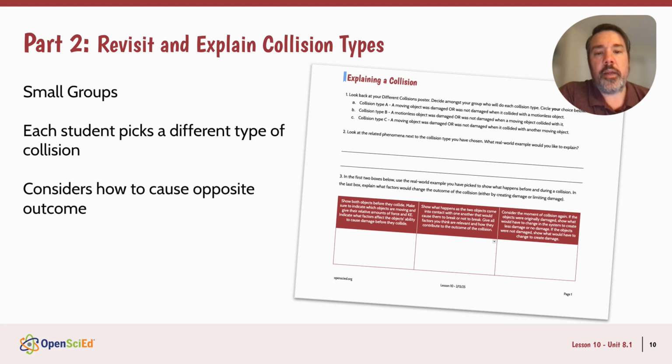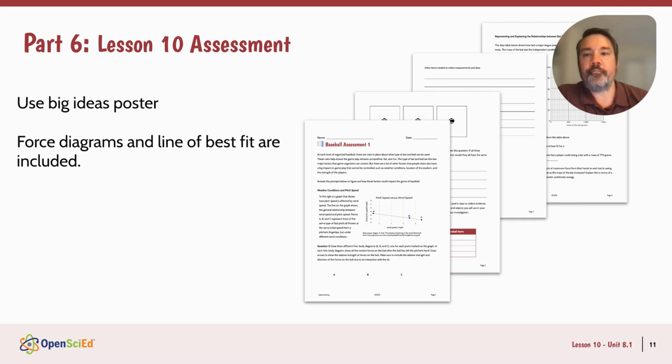And in that third box, they're going to actually think about what could have changed the outcome. So in that story, if they had described a collision where things did not get damaged, they would explain what they could change about that collision to actually ensure that the object was damaged. So they might say things like, make it go faster, or make something really heavy hit it, whatever the case may be. All right, so after they do that, they get some feedback on that, and then we close out that day.